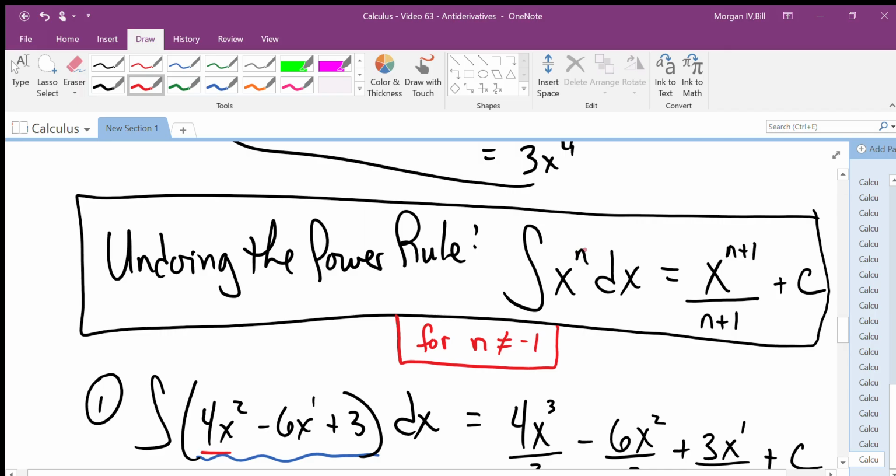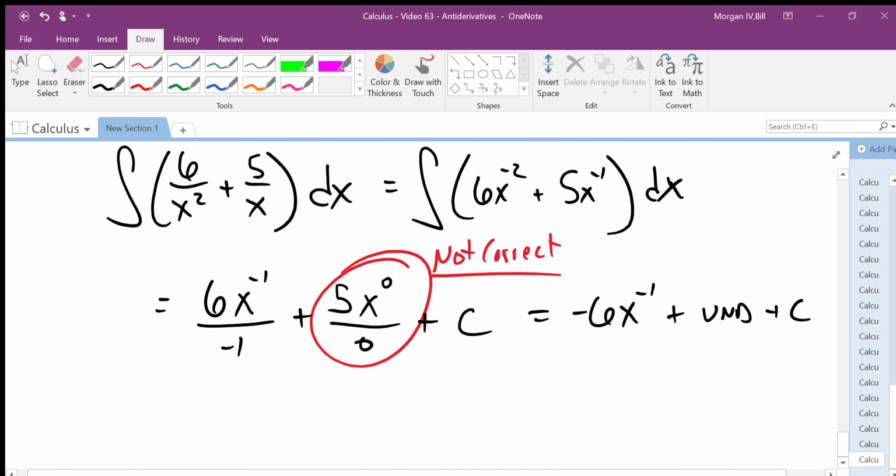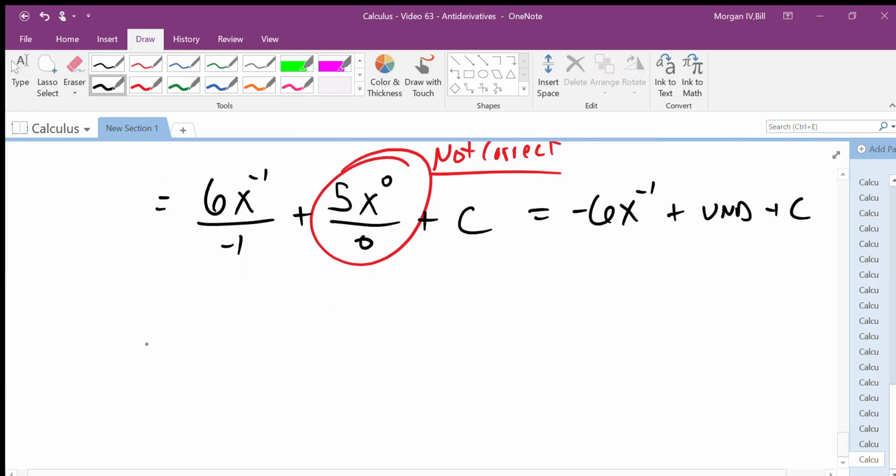The exponent here can't be negative 1, because if I add 1 to negative 1, I get 0. And if I'm dividing by 0, that becomes undefined. So when we're doing the antiderivative to undo the power rule, can't have n equals -1. So how do I do it? Okay, we'll come back to this problem. Let's just maybe take this piece as a side note.